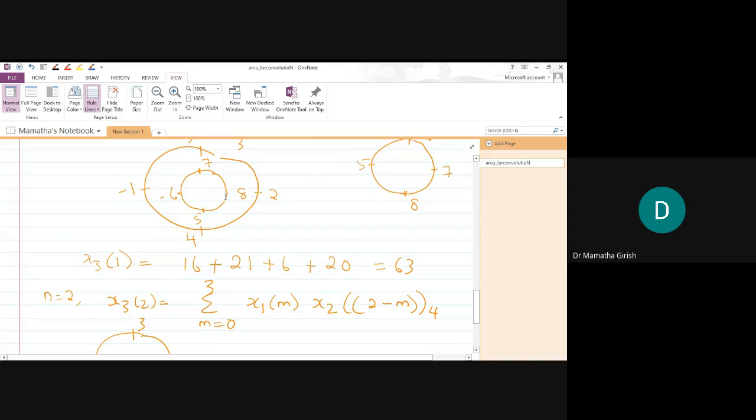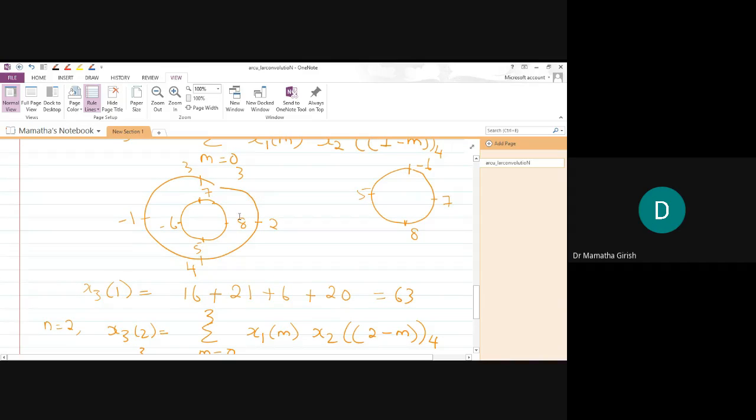Or if you want to start from the 0th index only, shift 8 over here. 7 comes here, -6 comes here, 5 comes here. Is it clear? So it should be what now? 8, 8, 7. Okay, I'm going to start from over here.